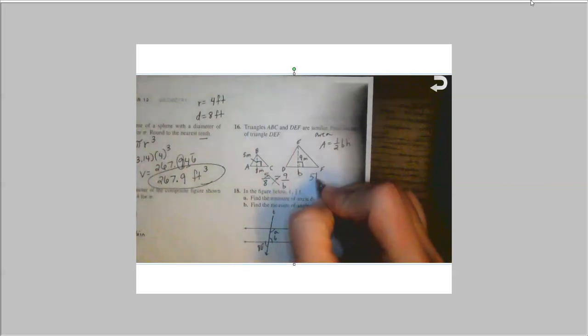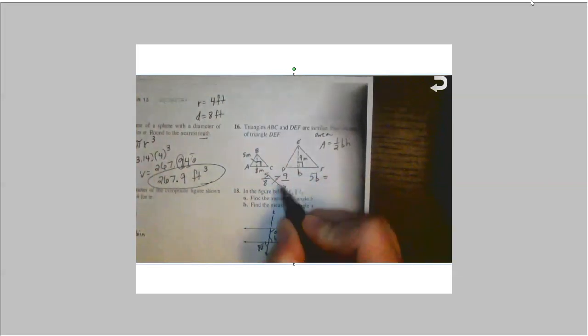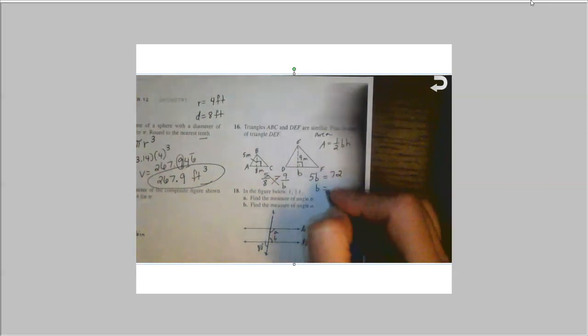And we can solve this proportion by cross multiplying. 5 times b will equal 8 times 9. That is 72. And then I'll divide 72 by 5. And that gives me 14.4 as the base here. Okay, so that's not the answer to the question. I was just filling in the base so that I can now go find the area of this triangle.